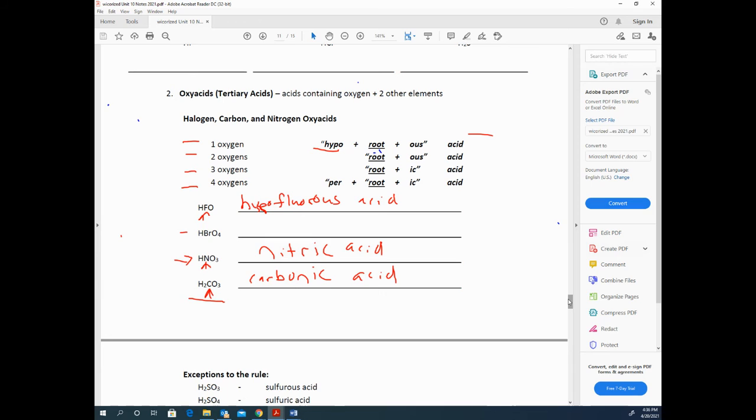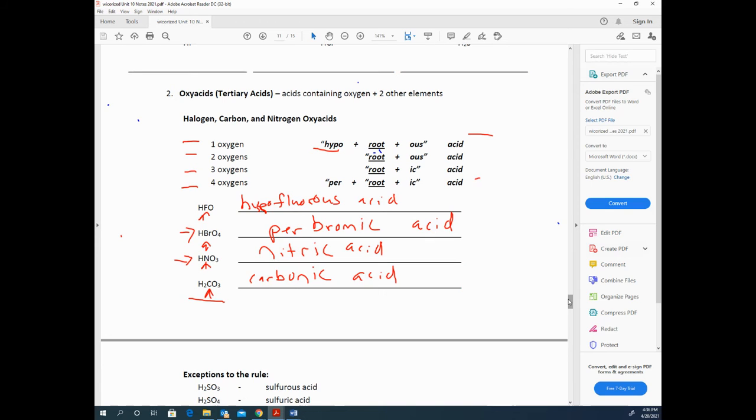Now, this one has 4 oxygens. So I'm going to follow this last rule, which says it does need a prefix again. I'm going to put per. Per is a Latin prefix for more. So it has the most oxygen. So per. The root of the second one, bromine, that'd be brom. So per brom ic, that's what it says. So perbromic acid. And there we go.